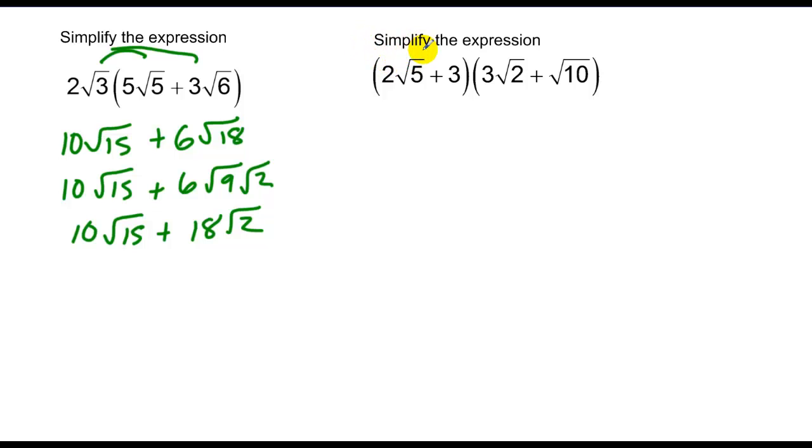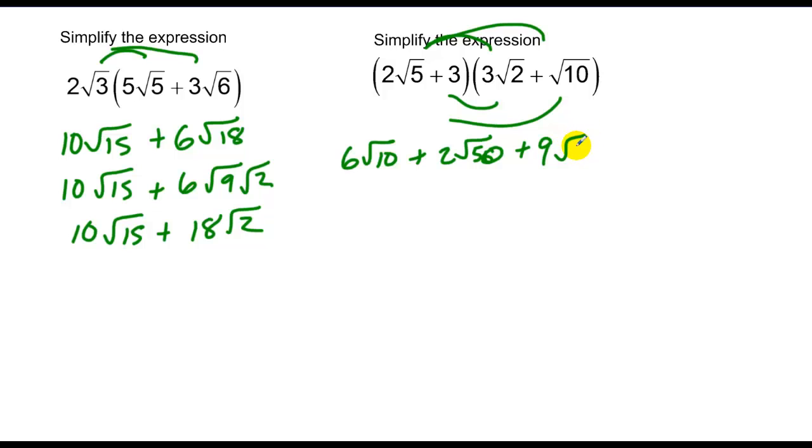Here I'll have to FOIL, and again I can't add these two because I don't have like roots. So I FOIL and I get 6 root 10 plus 2 root 50 plus 9 root 2 plus 3 root 10.